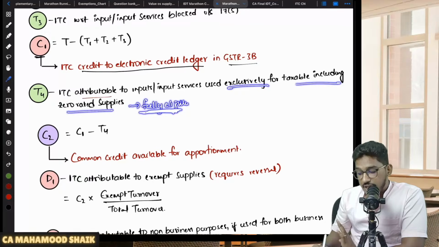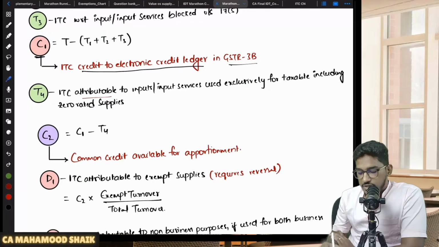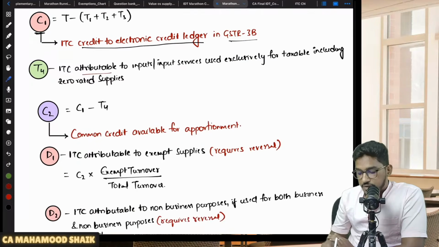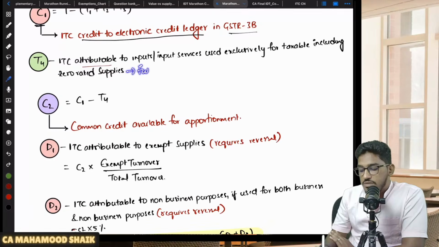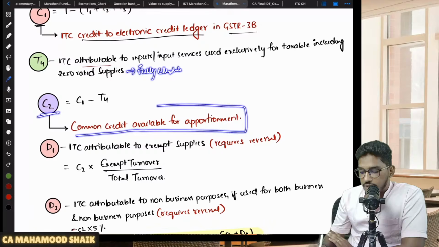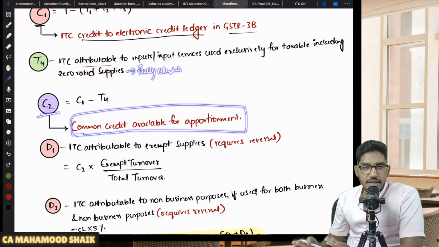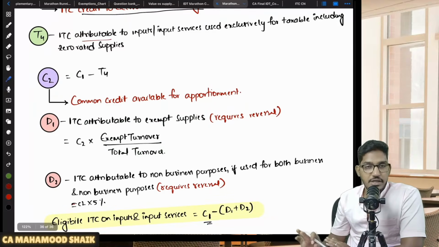So we are actually taking out common credit, what we have to apportion. We got C1. In that, common credit is also there, and exclusively eligible credit is also there. So that we are separating. From the C1, you take out that ITC which is completely attributable for taxable and zero rated supply, because this is something which we are fully eligible. So we are calculating C2, which is common credit. Common credit alone we are calculating. Now this common credit we have to apportion.